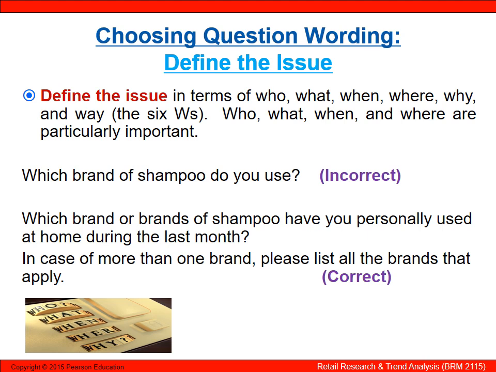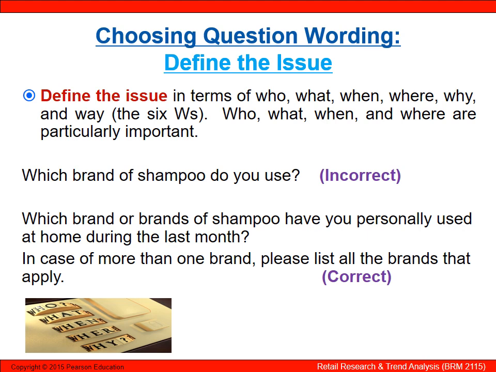Firstly, define the issue. A question should clearly define the issue being addressed. Beginning journalists are admonished to define the issue in terms of who, what, when, where, why, and ways. The 6 W's. Who, what, when, and where are particularly important and can also serve as a guideline for defining the issue in a question.